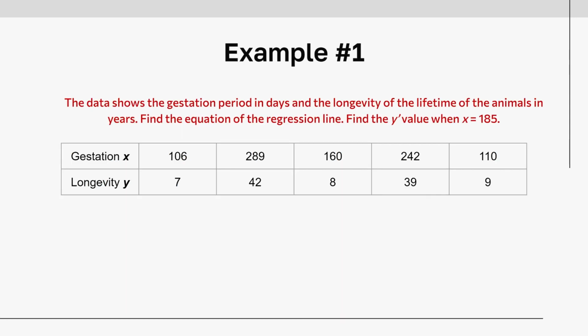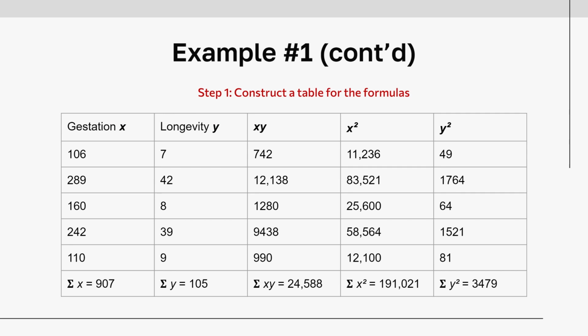Our first example is the gestation period and the longevity, or lifetime, of animals in years. We have to find the equation of the regression line and find the y' value when x is equal to 185. Our first step is constructing a table of the formulas.